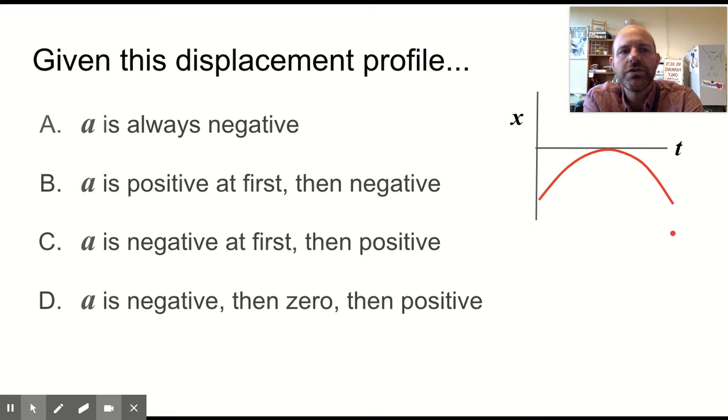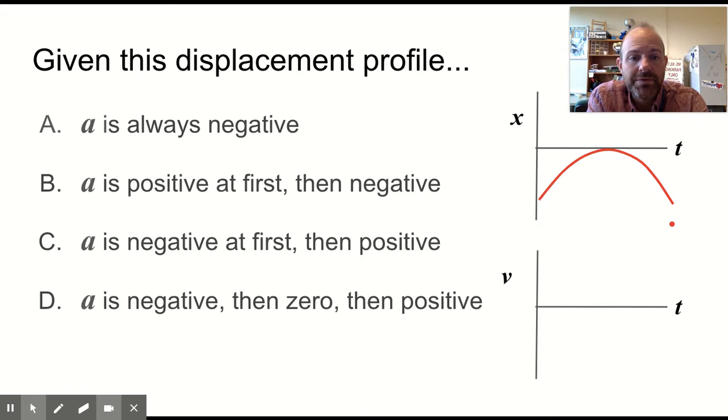I'm going to give you two other questions that I want you to write down the answer to, and we'll revisit them at the end of the video. Given this displacement profile, where we have a curve, is the acceleration always negative? Is it positive at first, then negative? Negative at first, then positive? Or negative, then zero, then positive? Remember, we're talking about acceleration, and this is a displacement profile. Pause the video if you need to think about it and write down your answer. It may help to think about a velocity time graph that comes from this and then think about acceleration.